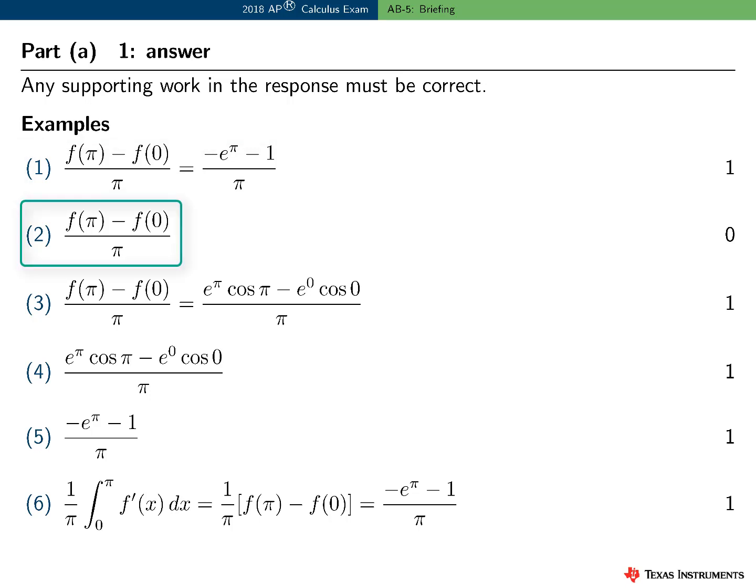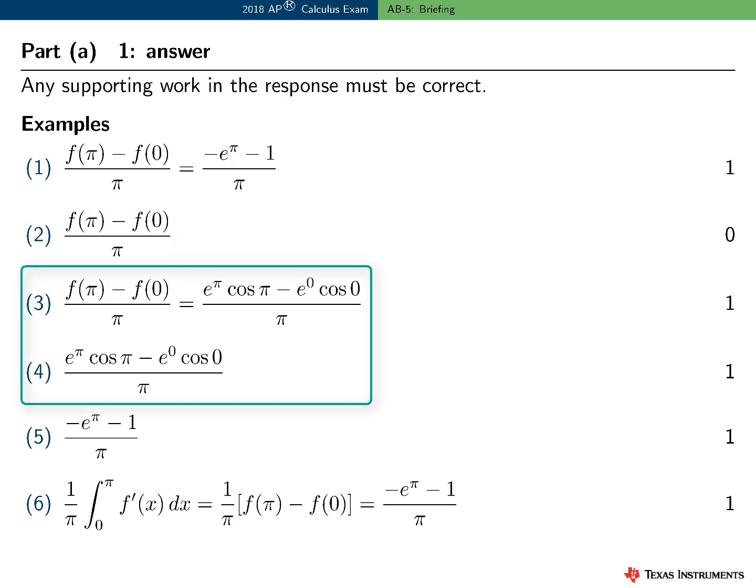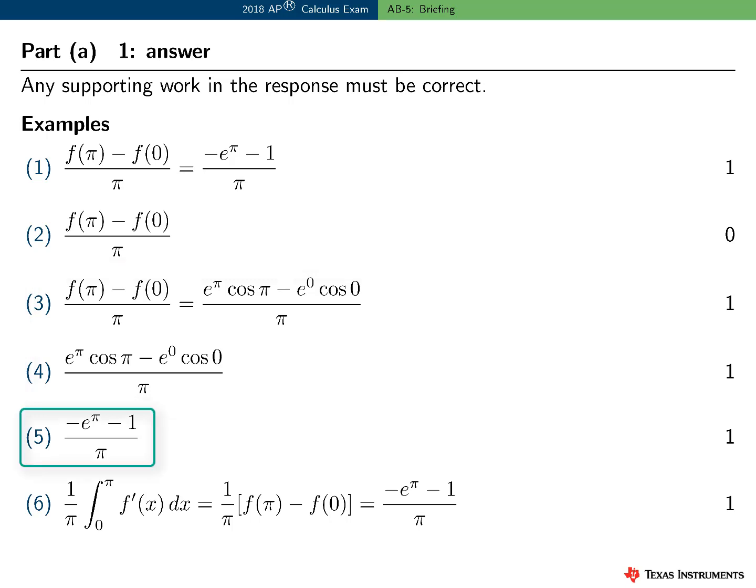And contrast this with example 2. Here the student has not evaluated the function f. This does not earn the point. Examples 3 and 4 both earn the point. There is a final numerical answer presented, and so it doesn't need to be simplified. In example 5, if that's all that's presented, this expression is correct, and it earns the point.